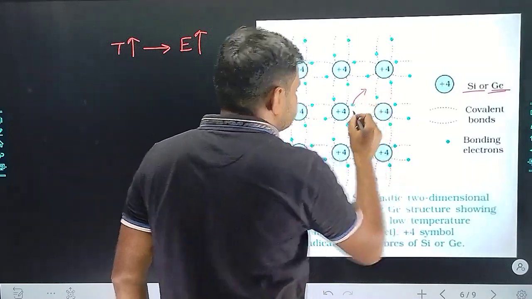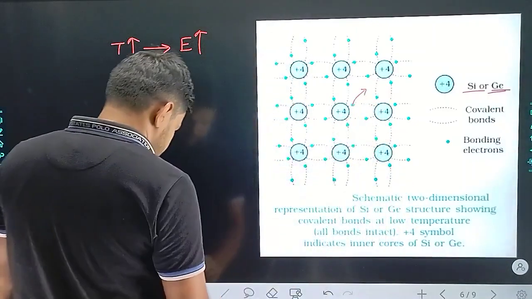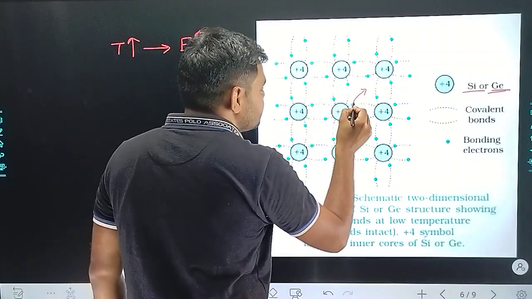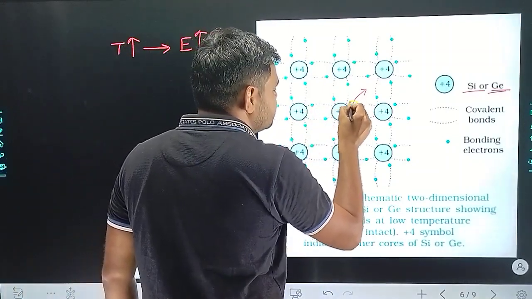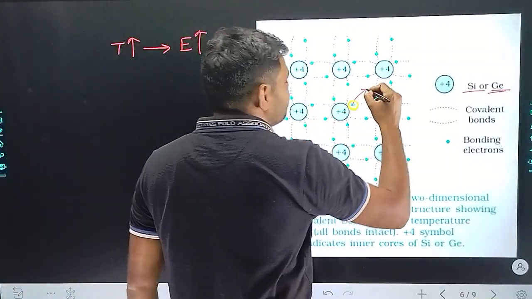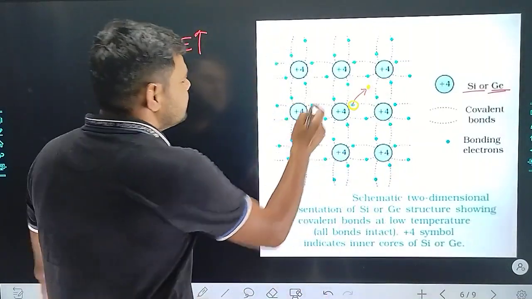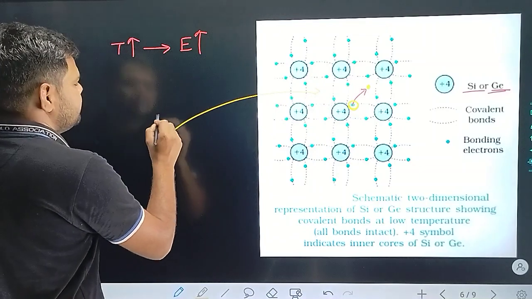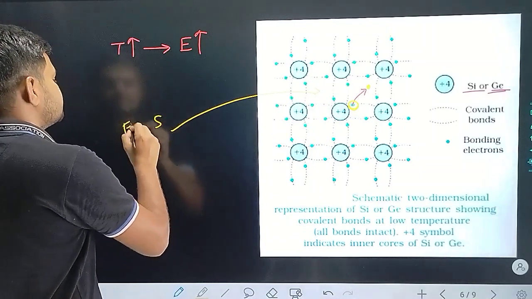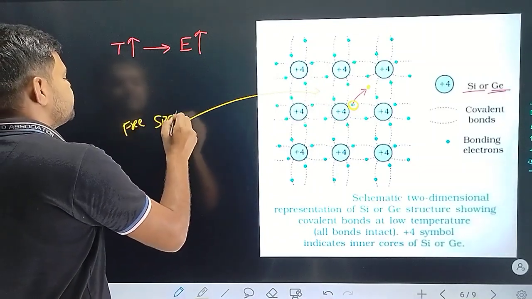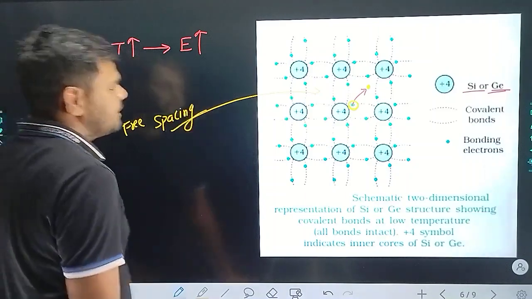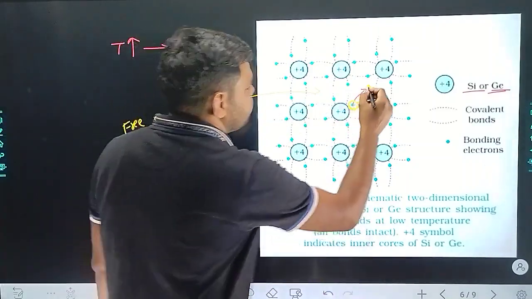That electron will move away from this covalent bond and reach the free spacing. And what is free spacing? The space which is available between atoms is called free space. This is called free spacing. So that electron will enter into the free spacing.